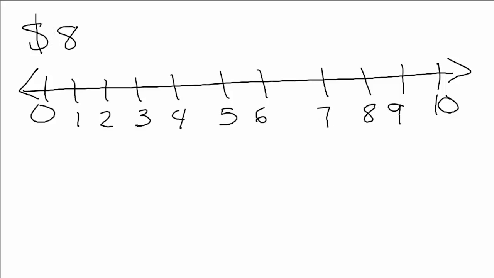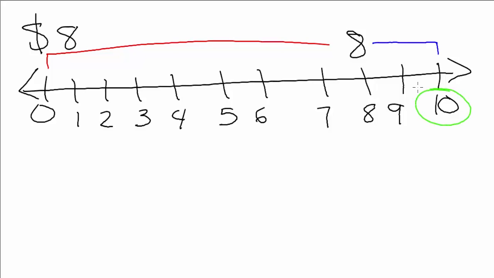The first thing we'll do is round the cost of each gift. We'll round them each to the nearest 10 place value. Let's look at the gift that cost $8. To round it, I will create an open number line. We see that 8 lies closer to the benchmark number of 10 than it does to the benchmark number of 0. So we will round the $8 gift to about $10.